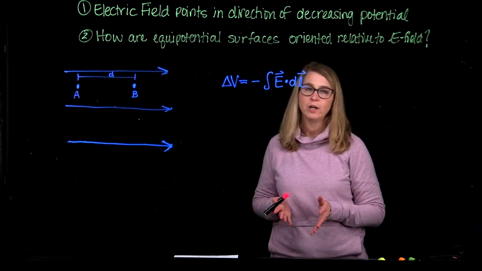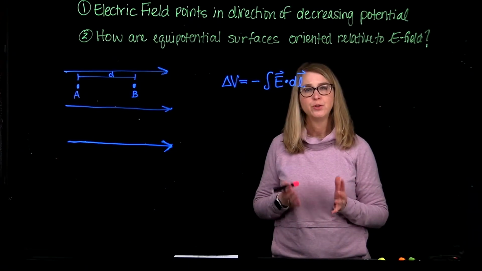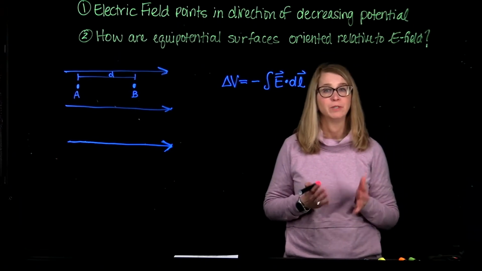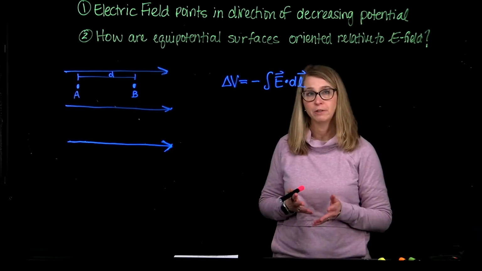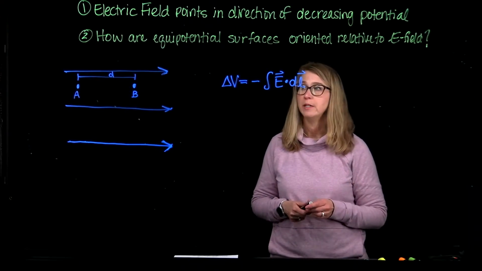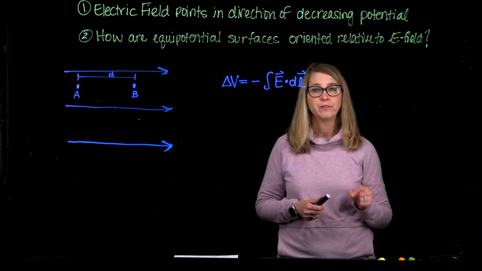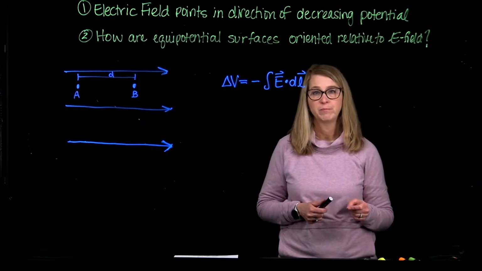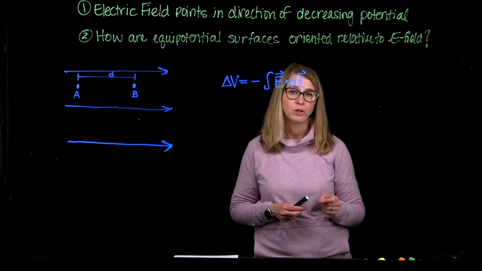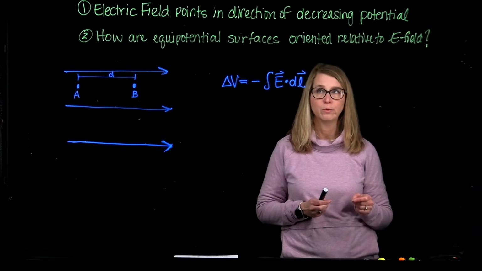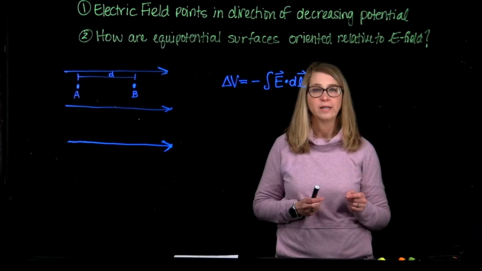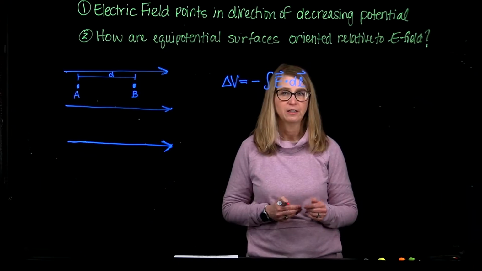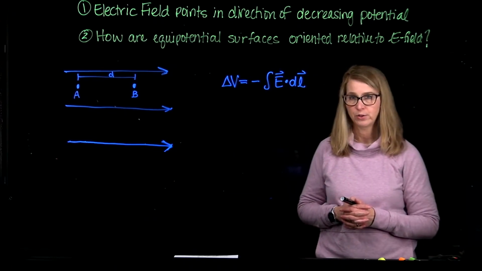In this video, I just wanted to emphasize two important points that I think are really helpful for you to remember about potential and electric field and how they're related. The first point is the idea that electric field lines will always point in the direction of decreasing potential. And the second point that I want you to remember is how are the equipotential surfaces oriented relative to the electric field? So one of them is a fact, the second one is a question which we will answer.